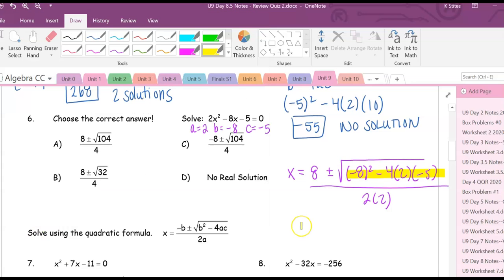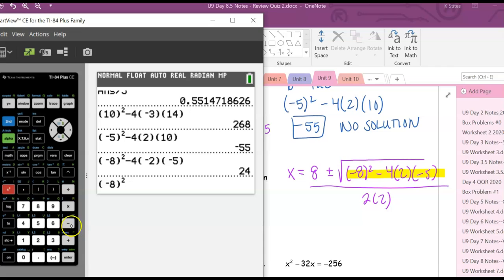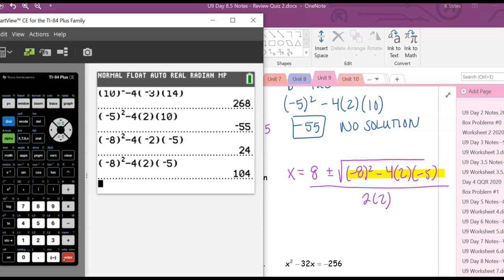All right, and that gives us a 24. Oh, you know what? I put in a -2. Let's try it again. This is why we always have to check what we've typed in. That was a learning moment for us. All right, there we go, 104.